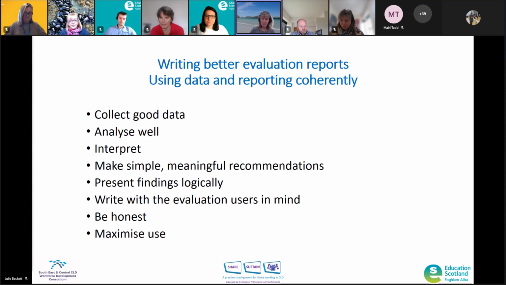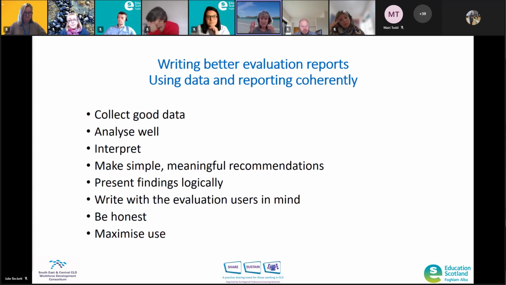Be careful about assuming that what you did made a change or that no one else was involved in that change and it was totally down to you. That's really important in partnership work settings. You need to make simple, meaningful recommendations. So be careful that your recommendations flow from the data. Make recommendations collaboratively with evaluation users where possible and appropriate.